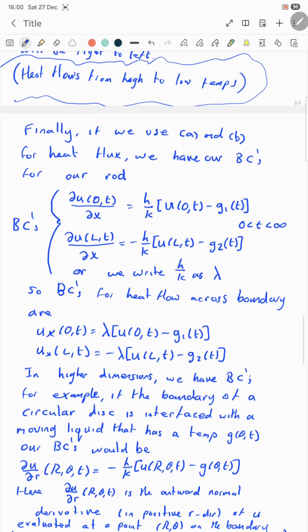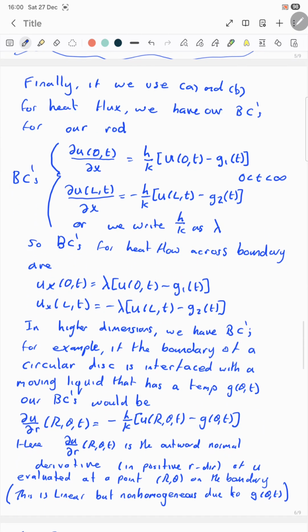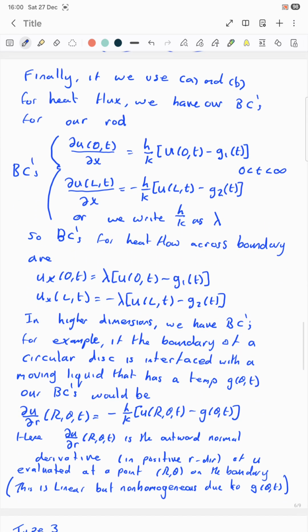Now finally, if we use A and B, the assumptions for heat flux, we have boundary conditions for our rod given here, where u and du/dx at 0 and t are boundary conditions given here, and likewise for L of t here. Or we write h over k as lambda. So boundary conditions for the heat flow across the boundary are given here.